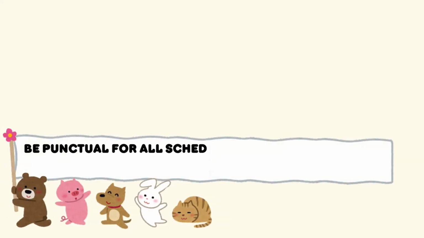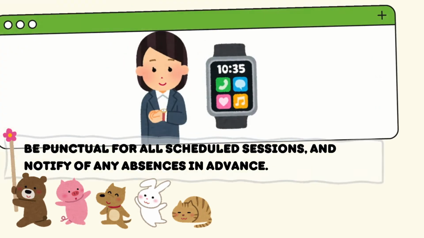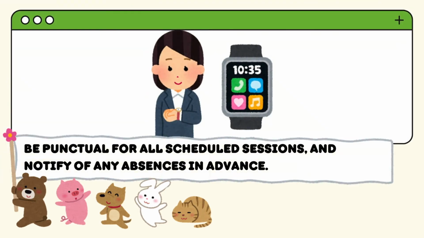Last but not least, be punctual for all scheduled sessions and notify for any absence in advance. Punctuality is a way to show your respect for others' time and effort. When someone is late, the flow of activities will be disrupted as other team members need to adjust to cover for the delay. Advance notification can help us to better reallocate manpower for the activities.